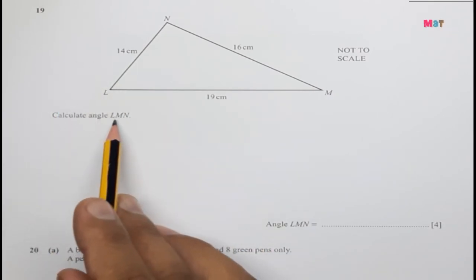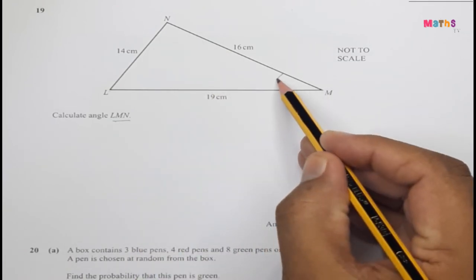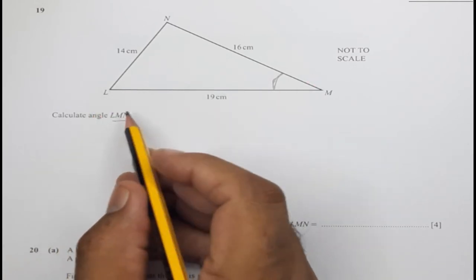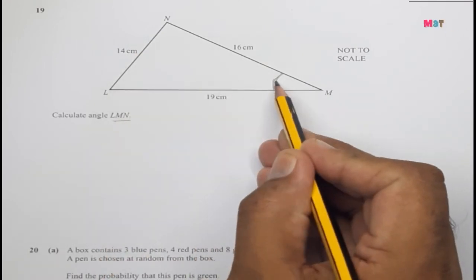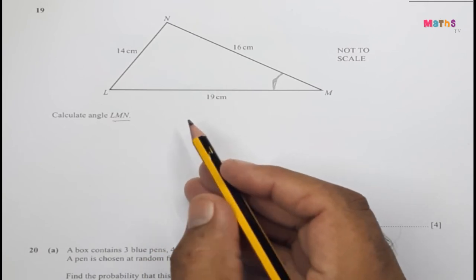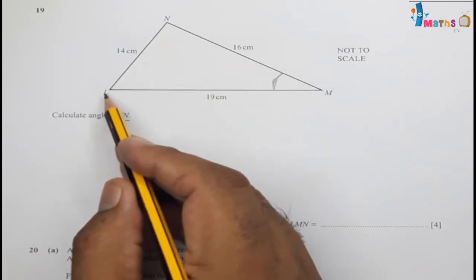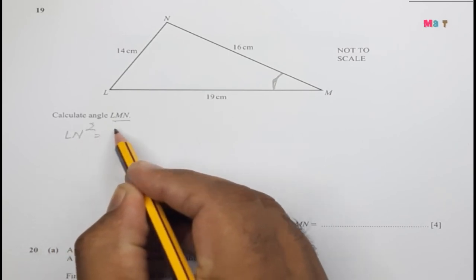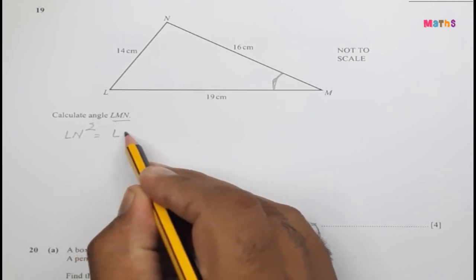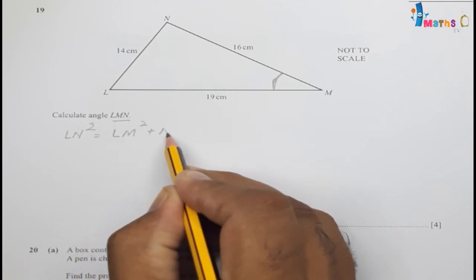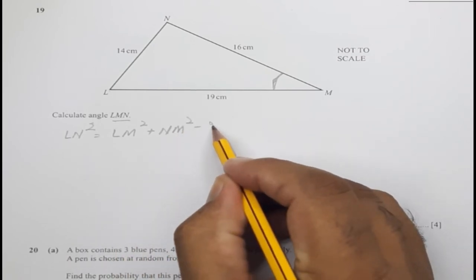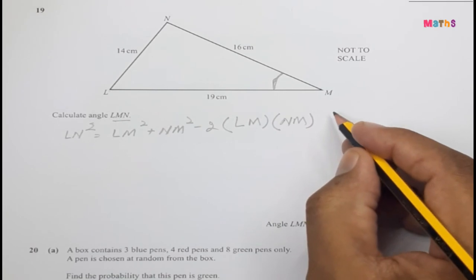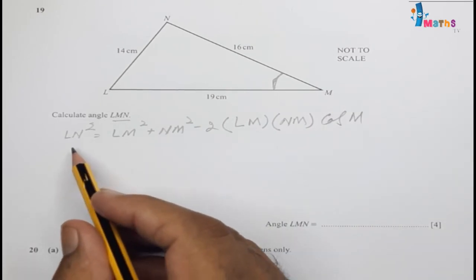Question number 19. Calculate the angle LMN. So this is the angle which we have to calculate. We'll apply the cosine rule, because all three sides are given and we have to find an angle. LN is the opposite side of this angle, so in the cosine rule we will write LN squared is equal to LM squared plus NM squared minus 2 into LM into NM cos M.